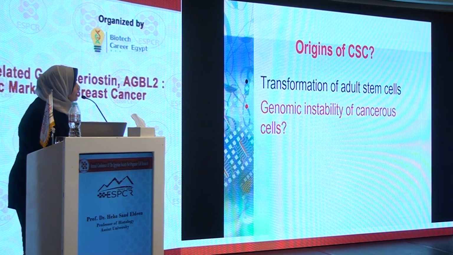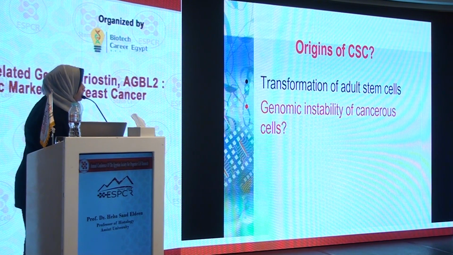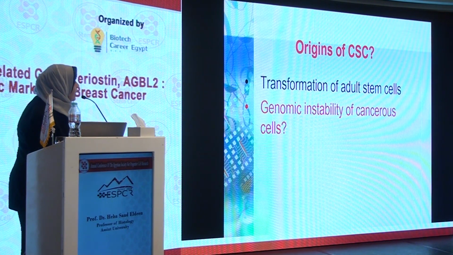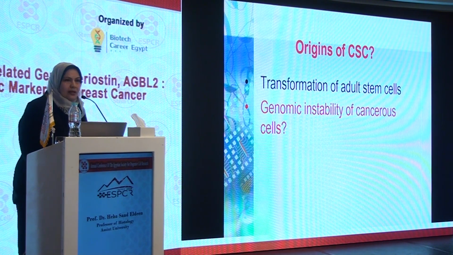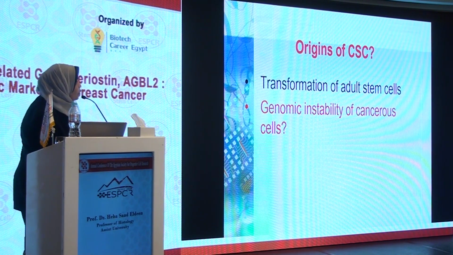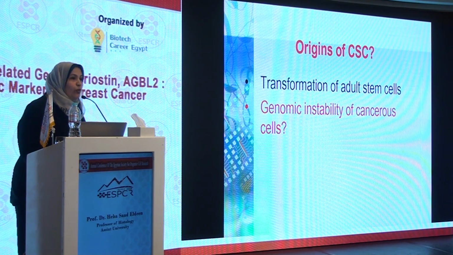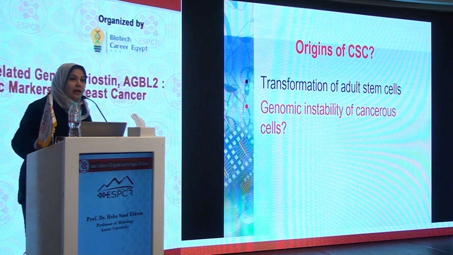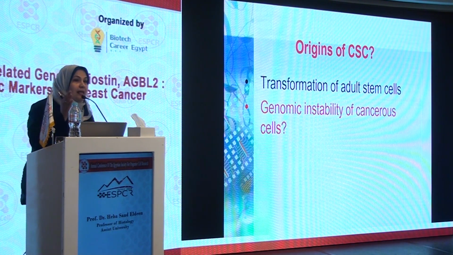First, let us say, what about the origin of cancer stem cell? Cancer stem cell has one of two main origins. There are several theories. Maybe a transformed adult stem cell, so it may be a stem cell as usual, but transformed, some sort of genetic transformation of these cells, or genomic instability of the cancer cell itself. So the cancer cell itself, it's not the main.